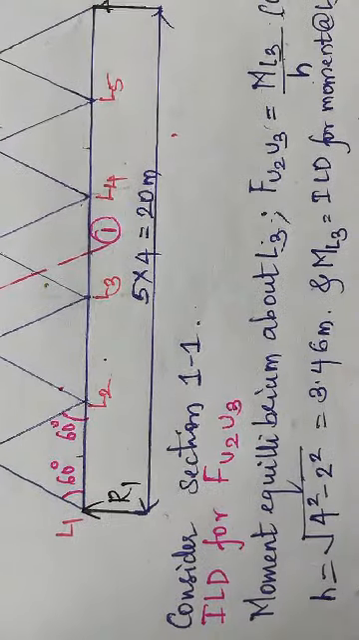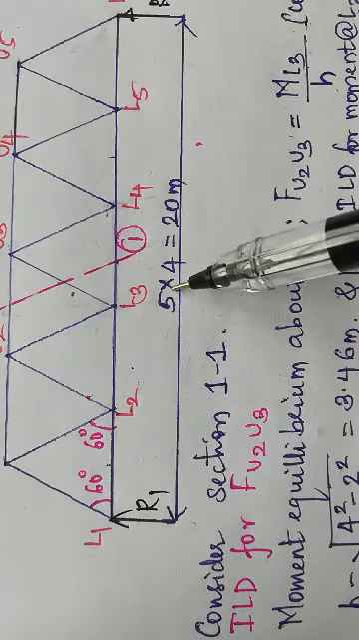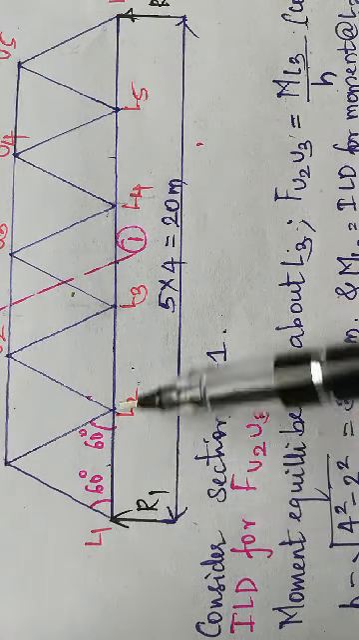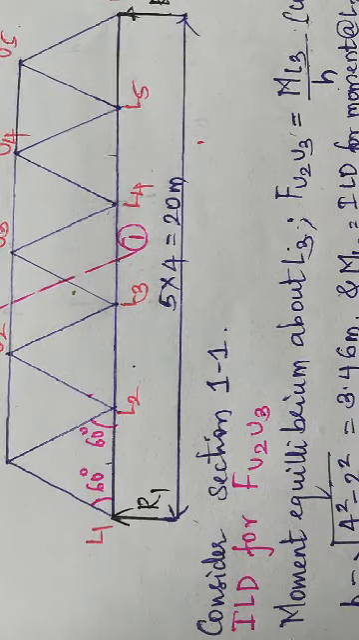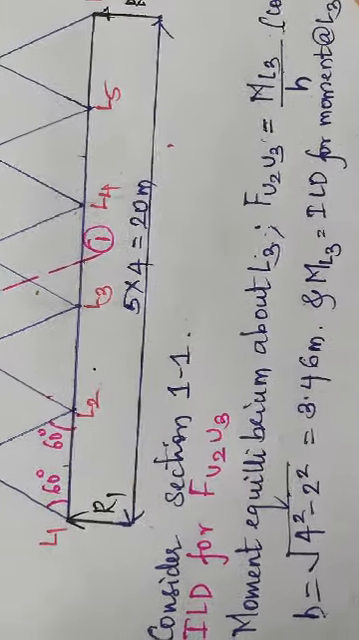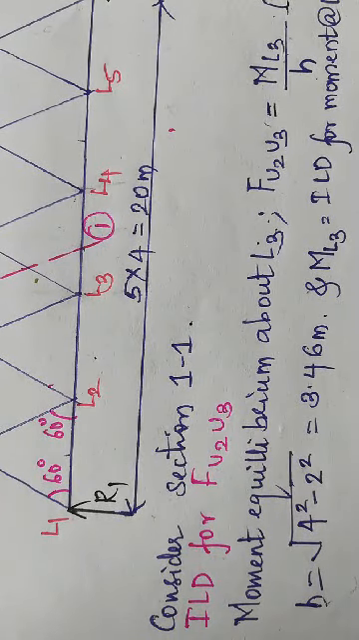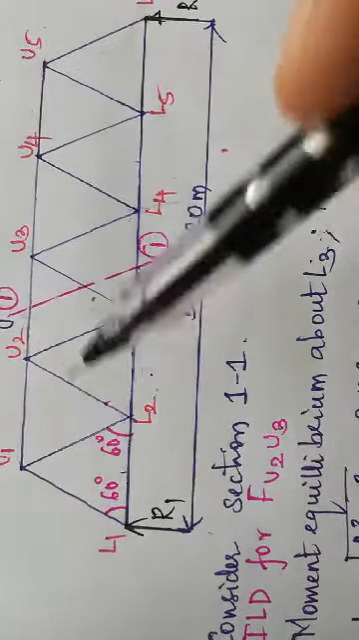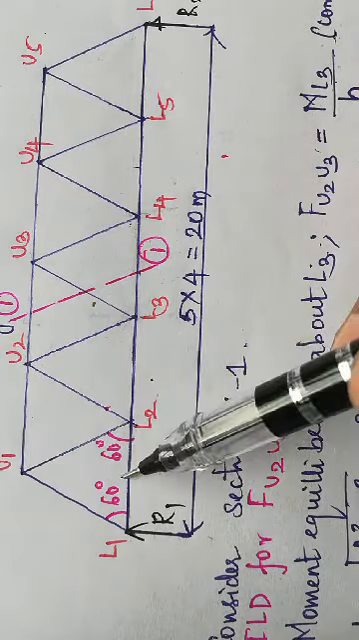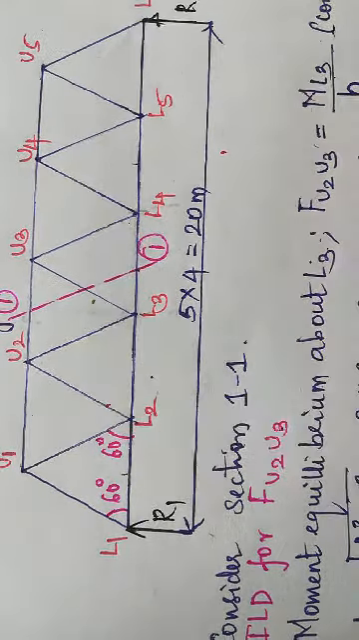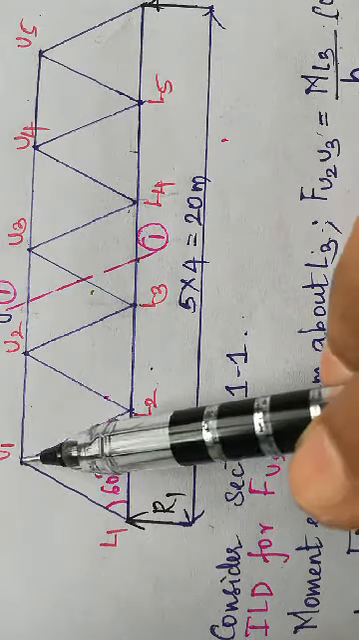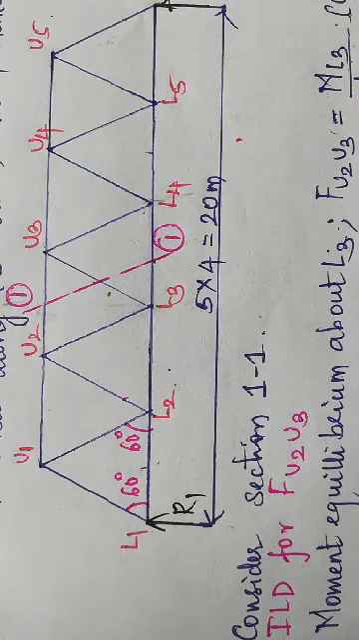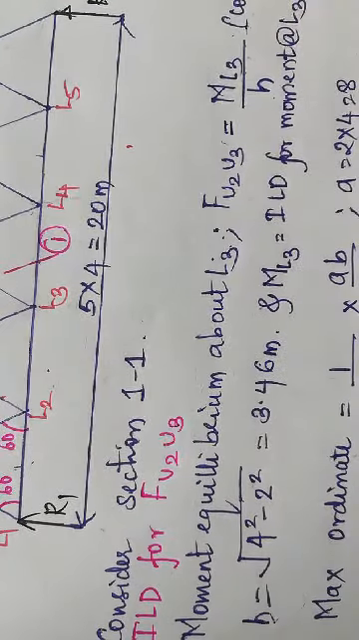Now let us calculate the height h. Here it is given that the distance between two panels is 4 meters. So I have taken 4 and 2 squared, applying the Pythagoras theorem, and I have got the answer as 3.46. Now this 4 is the inclined length, and if I drop a perpendicular, this will become 2. You are well versed in Pythagoras theorem, and applying it you will get the height of the truss.